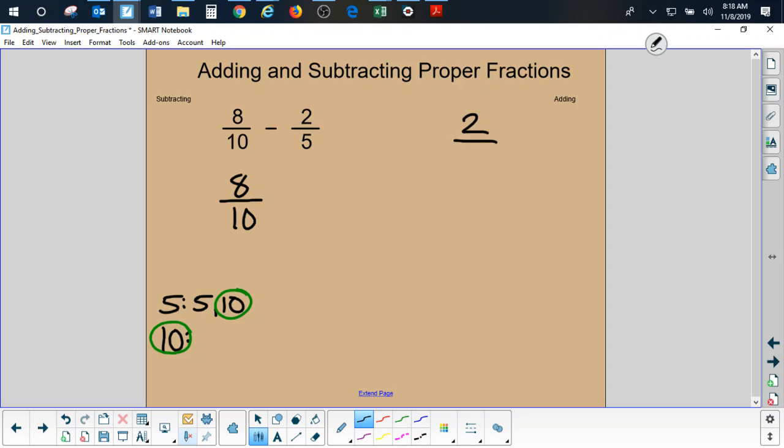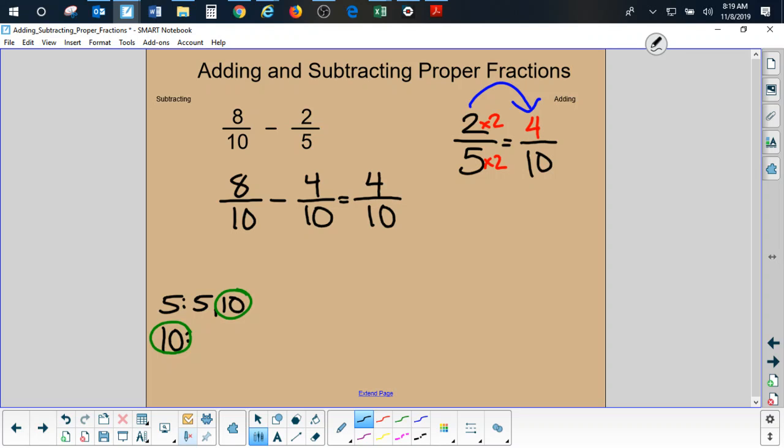But 2/5 does not have a denominator of 10. So we need to change it and find an equivalent fraction. Now I know 5 times 2 gives me 10. 2 times 2 gives me 4. So I'm changing 2/5 into 4/10. Now that I have that, I can subtract these two fractions. They have a common denominator of 10. 8 minus 4 is 4.